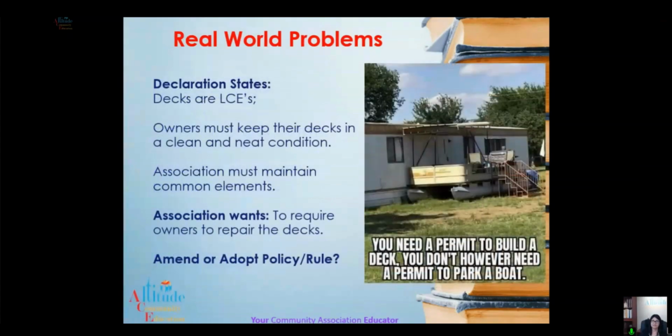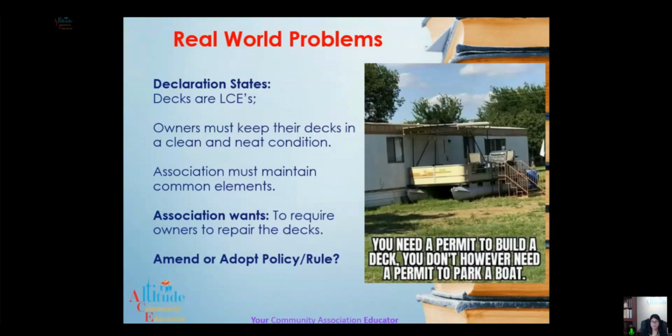All right, decks. Let's talk about decks. Decks are limited common elements. This is what the declaration says. Owners must keep their decks in a clean and neat condition. Association must maintain common elements. All right, so the association wants to require owners to repair the decks. Can this be done through a rule, or do we need to amend in this case? What do you guys think?